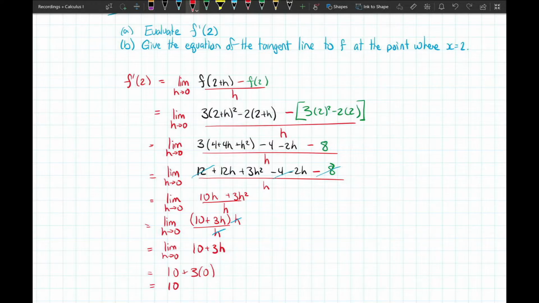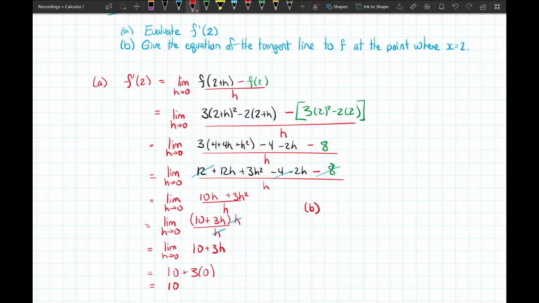So how does that actually help us? Well, 10 tells us that at this particular number, x equals 2, our function is increasing. It has a slope of 10. That's the slope of the tangent line, but it's also going to tell us how quickly the curve is increasing as well. And then, why don't we go ahead and complete this and give the equation of the tangent line.